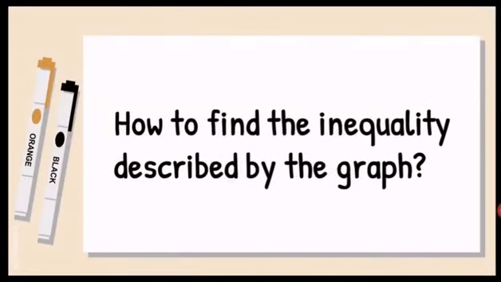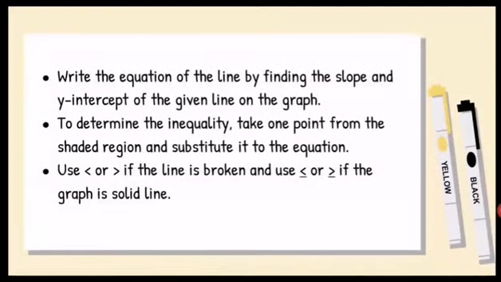How to find the inequality described by the graph? Write the equation of the line by finding the slope and y-intercept of the given line on the graph. To determine the inequality, take one point from the shaded region and substitute it to the equation. Use less than or greater than if the line is broken, and use less than or equal to or greater than or equal to if the graph is a solid line.